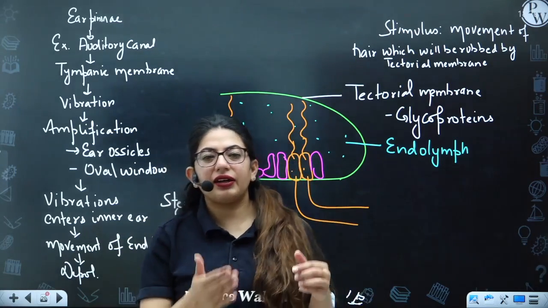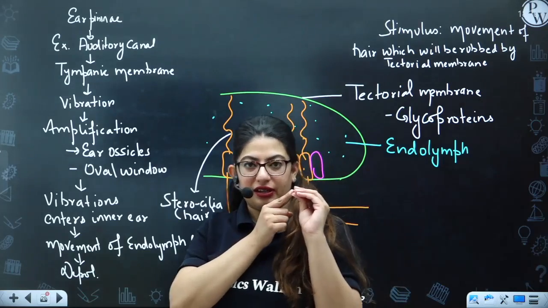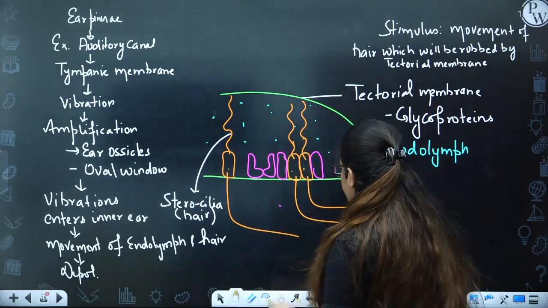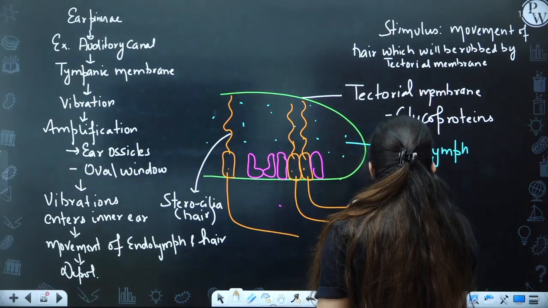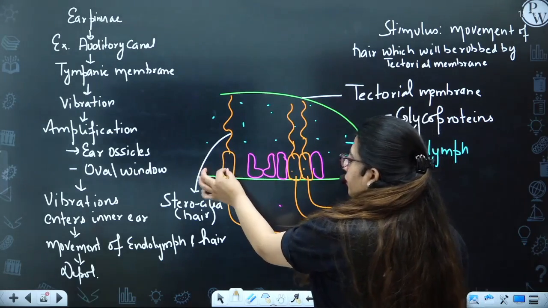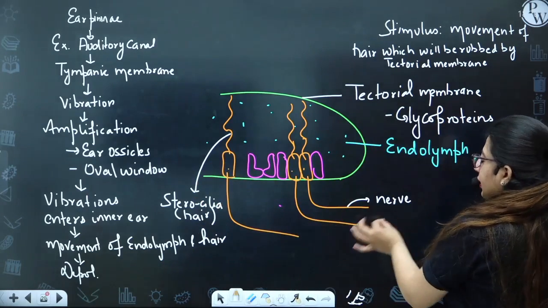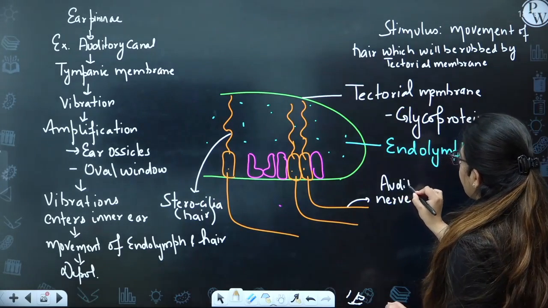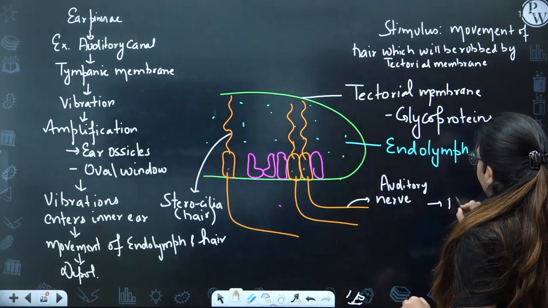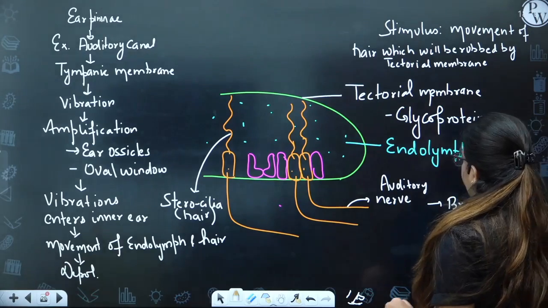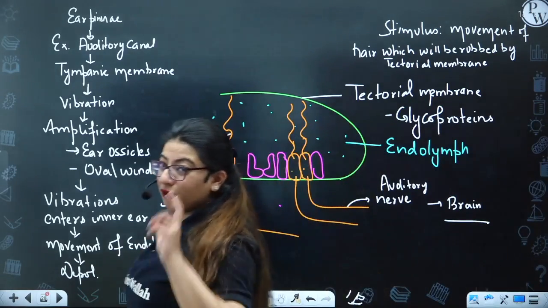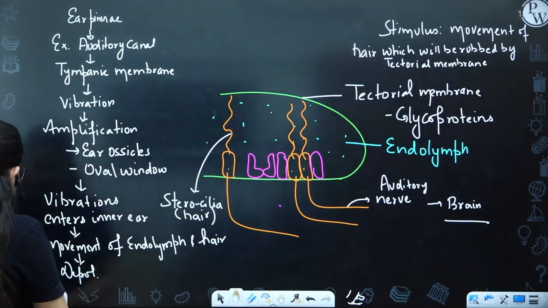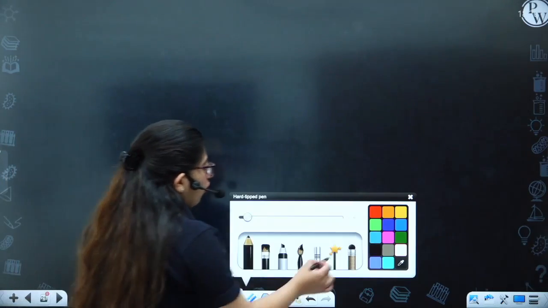Just like that, these hair cells, because they are the receptors here, are attached to the nerves here, like this. So when it rubs, the action potential will be generated, and through these nerves, going to which nerve? Auditory nerve. They will send the impulse to the brain. I hope this is pretty clear, and this is how you hear my sound.